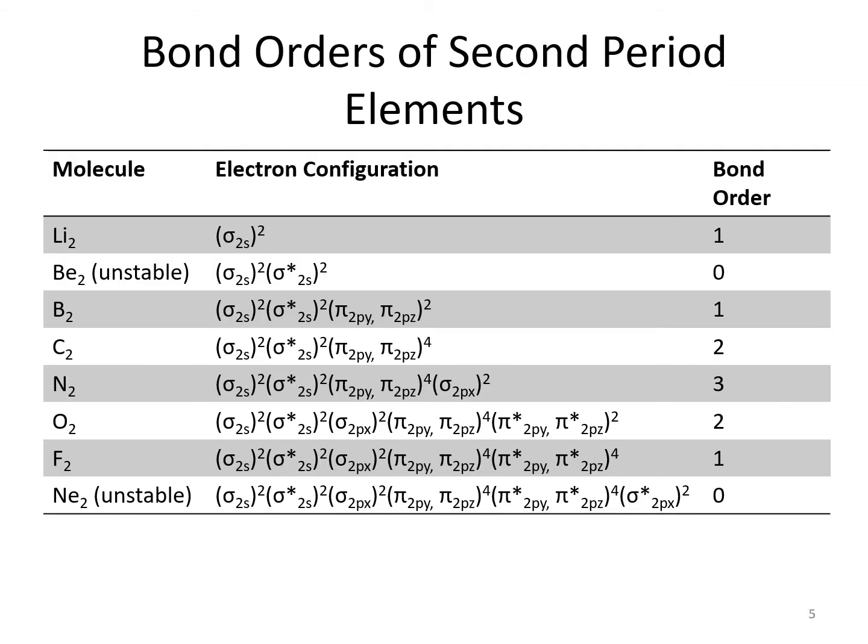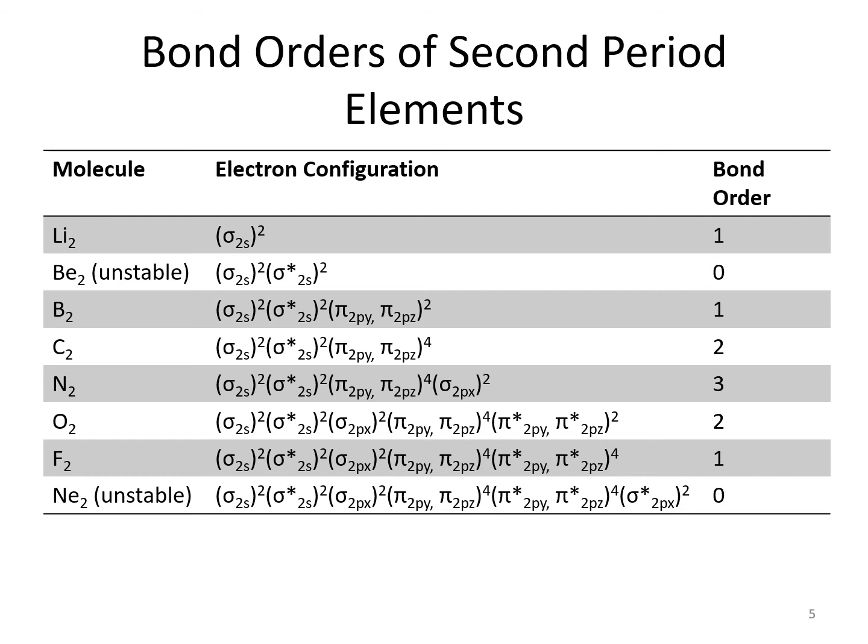Rather than drawing out the molecular orbital diagrams for all the elements in the second row of the periodic table, we can write electron configurations, which are much more compact and give almost the same information. See if you can turn these electron configurations into molecular orbital diagrams.